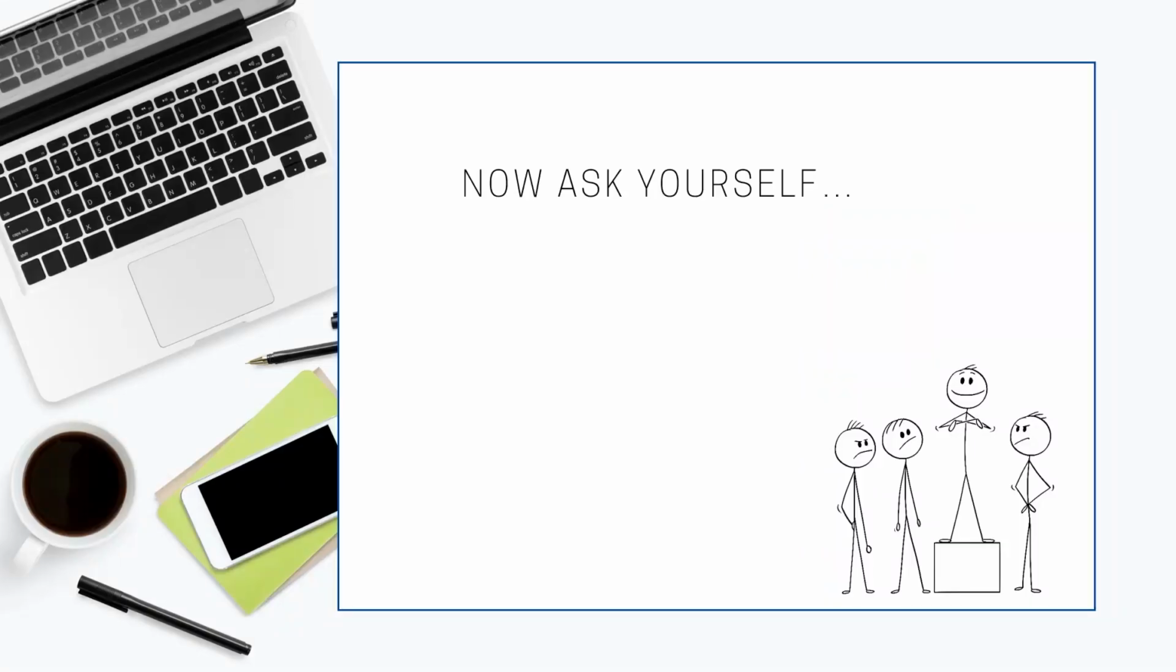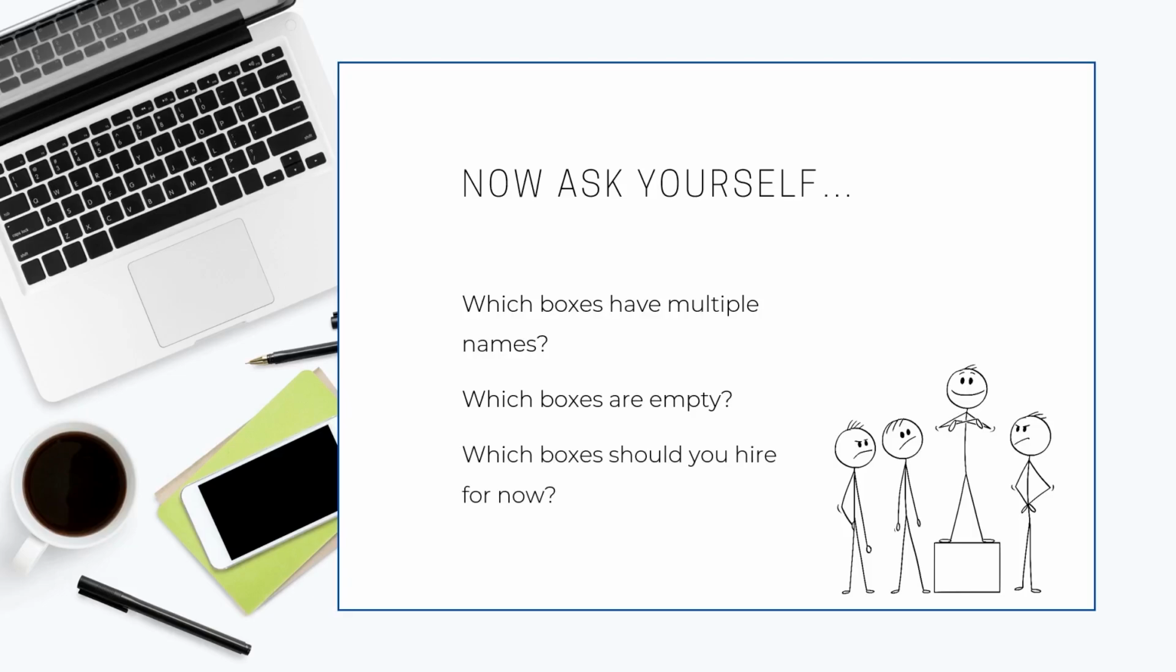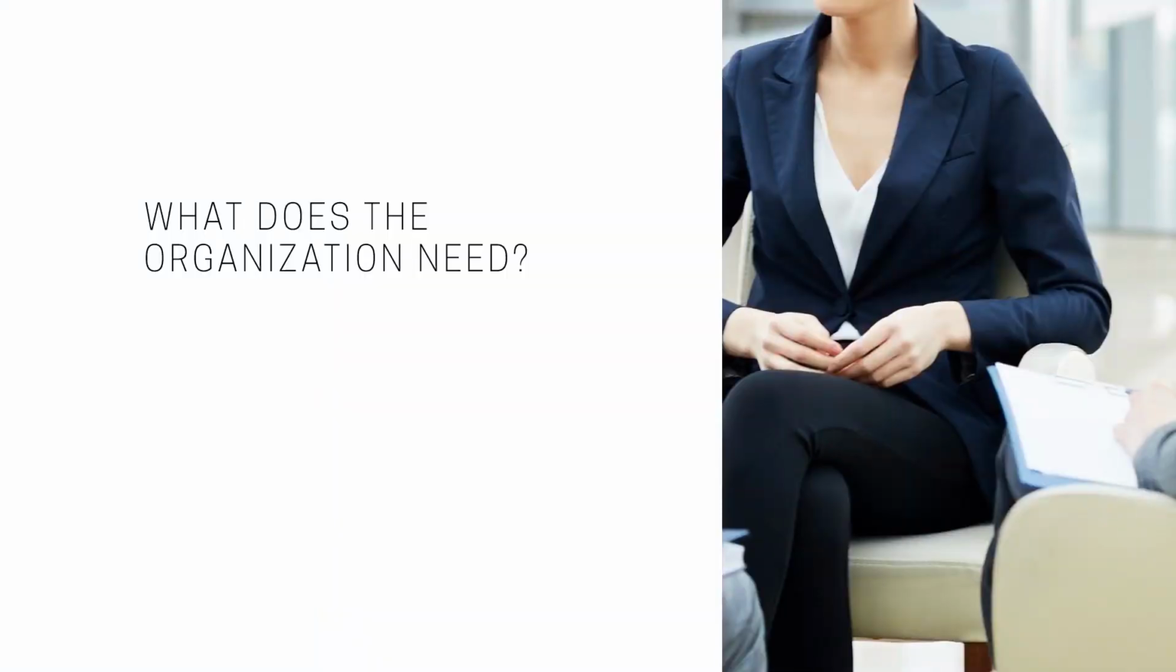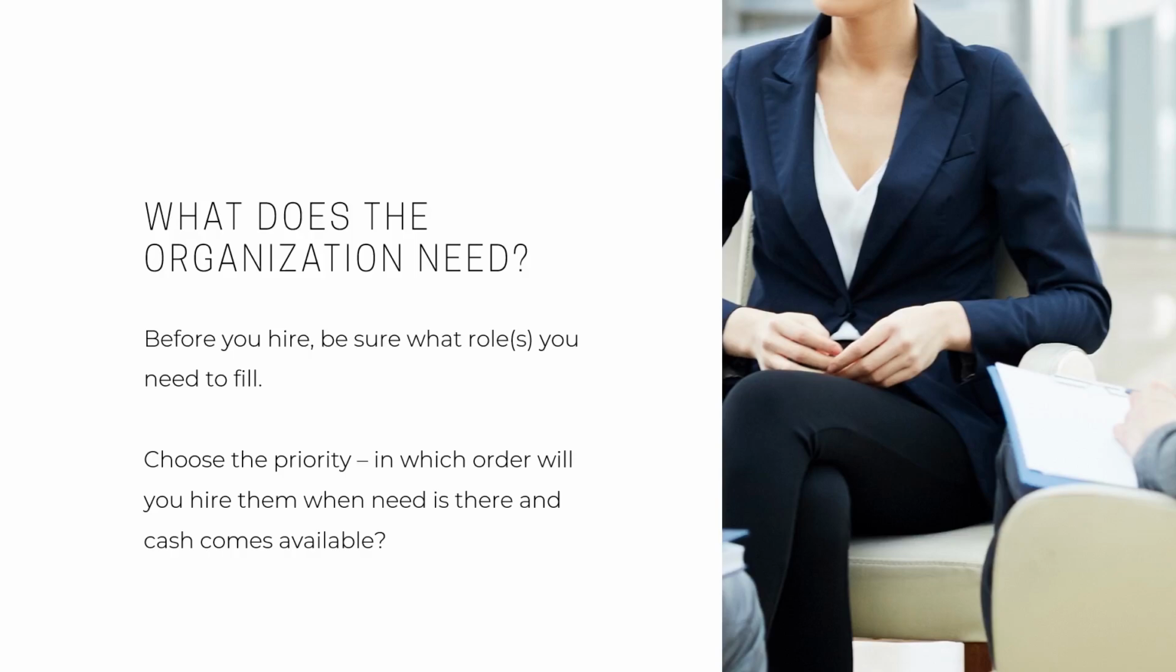Now that you have names in those boxes, ask yourself some questions like these. Which boxes have multiple names? Are there people who are spread too thin? Which boxes are empty? Are there critical roles that just aren't getting done? Which boxes should you hire for now or hire for next? You're really trying to find the answer to the question, what does the organization need? So before you hire, just be sure what roles you need to fill. Choose the priority. In which order will you hire them when the need is there and when cash becomes available?